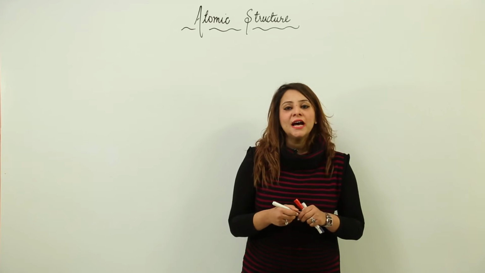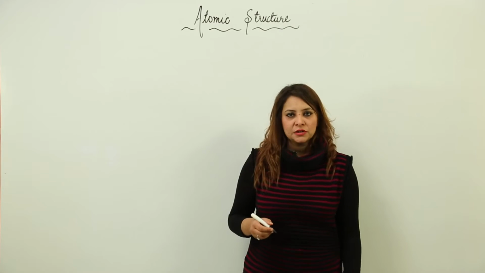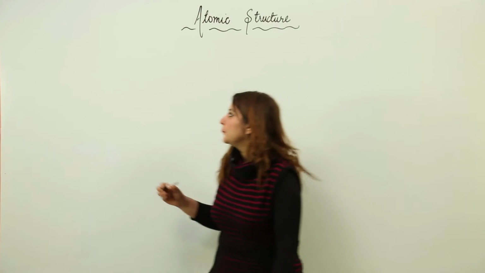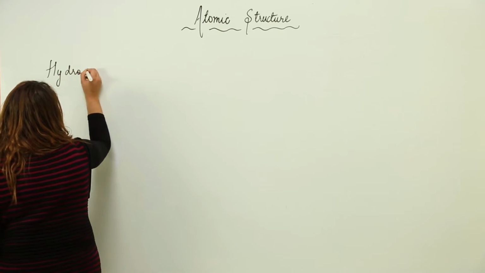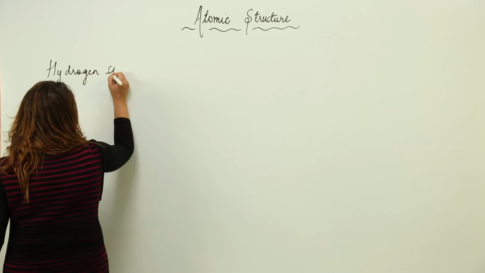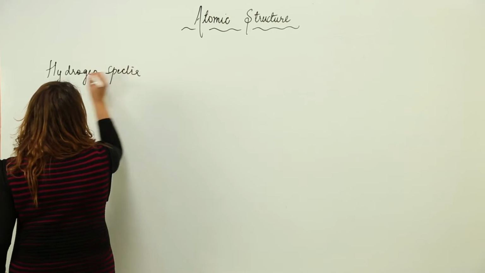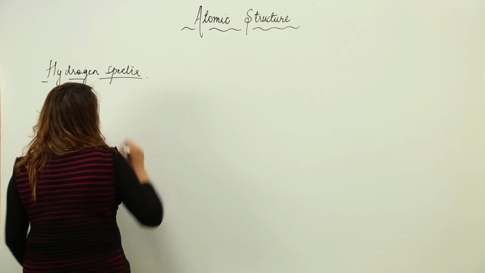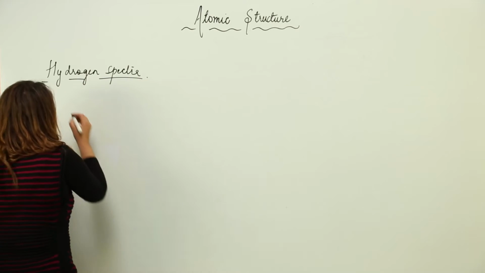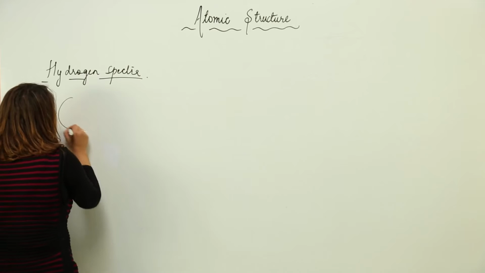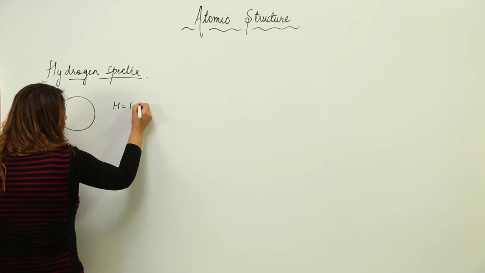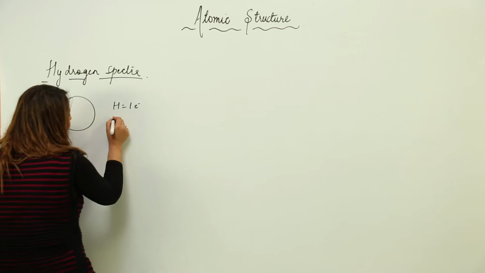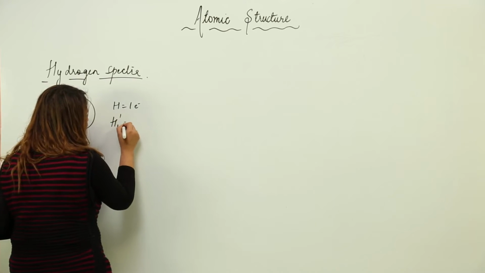Now we are going to start with the hydrogen spectra as explained by the Bohr model. So actually what Bohr said, he said that we know that hydrogen is an atom with one electron in it. We know that its atomic number is 1 and mass number is also 1.